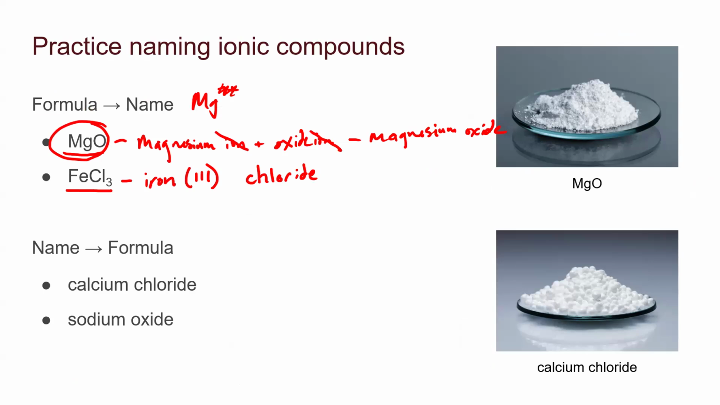Continue learning. So this is iron 3 chloride. It's the iron 3 ion plus the chloride ion. So then that's taking a formula and producing a name. Now we're going to go in the opposite direction: name to formula.